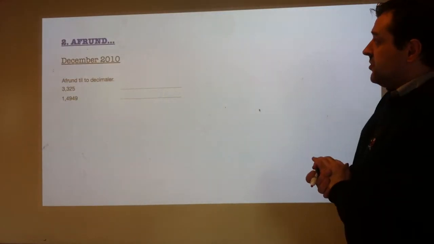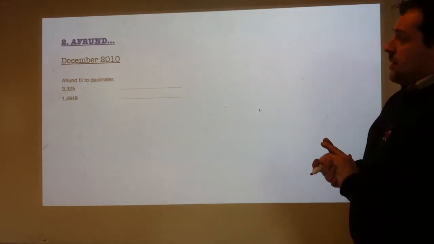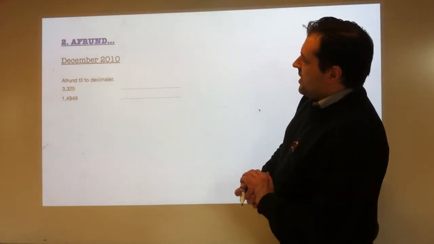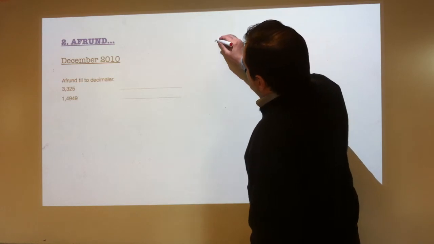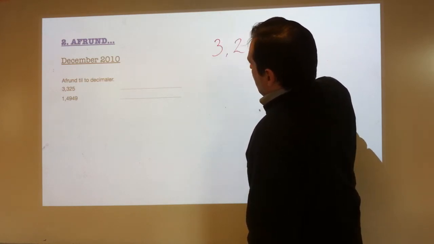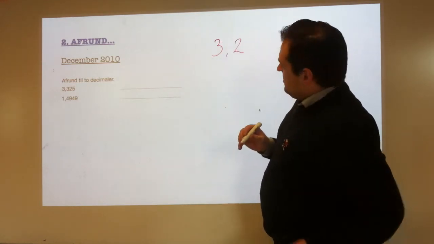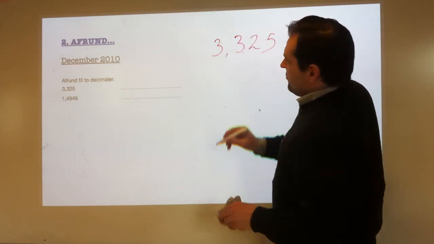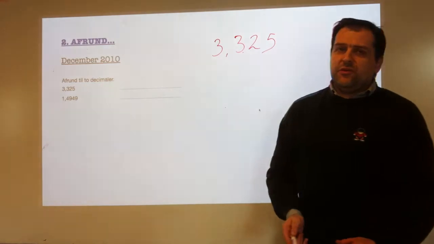Okay, section 2, only a couple of questions in recent years. So round to 2 decimals. Now the rule for this is write the number down correctly, 3.325, round to 2 decimals.